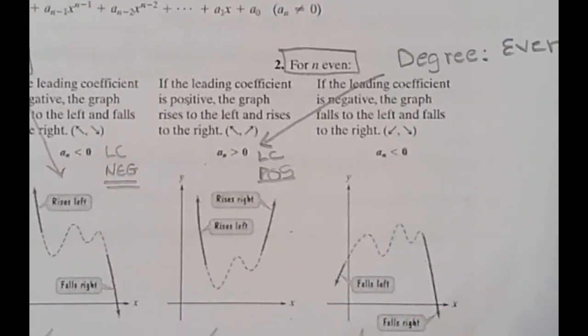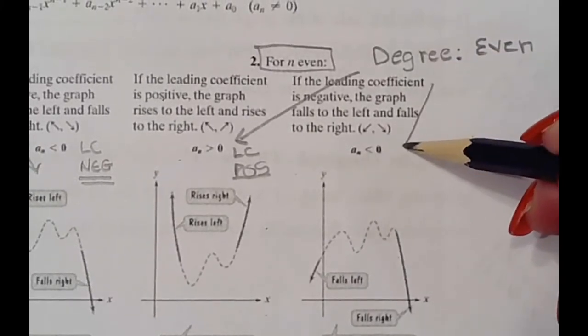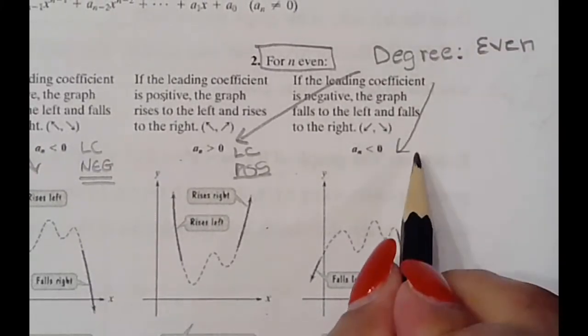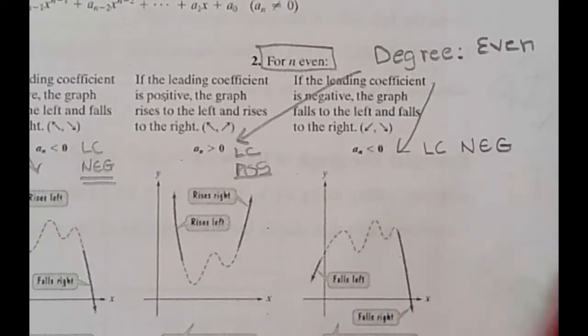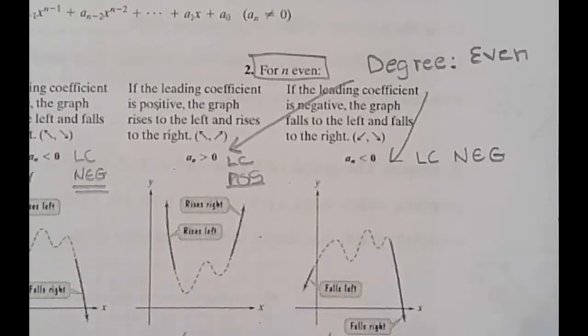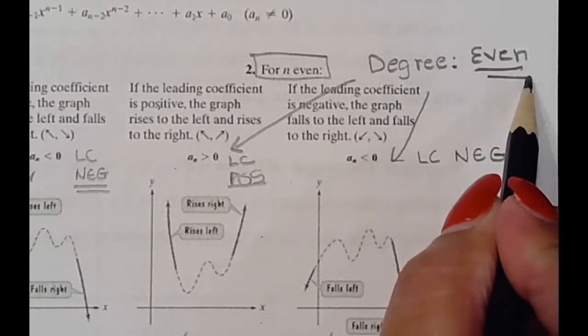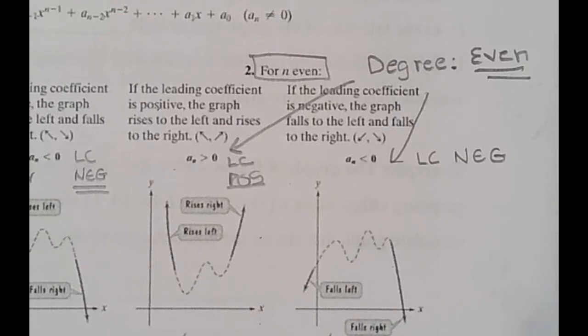However, if the degree is even and your leading coefficient is negative, that means that both of the ends go down. Notice the relationship of these two. Anytime your degree is even, that means both of the ends move in the same direction.